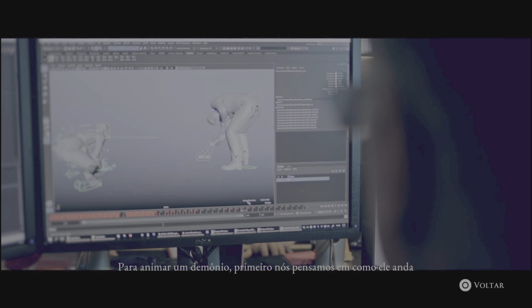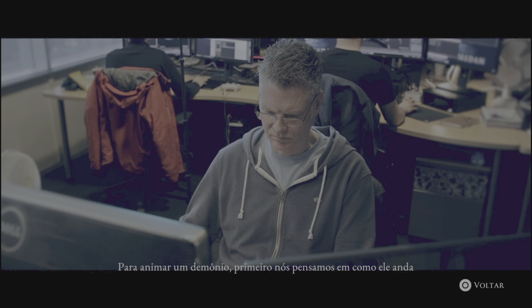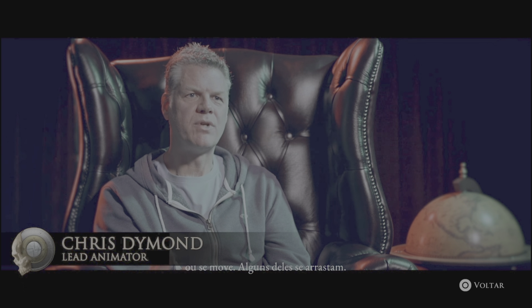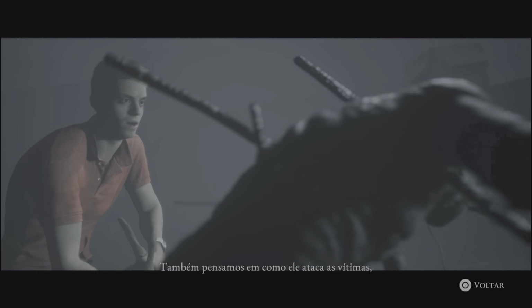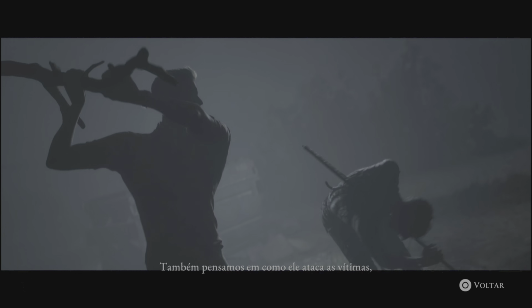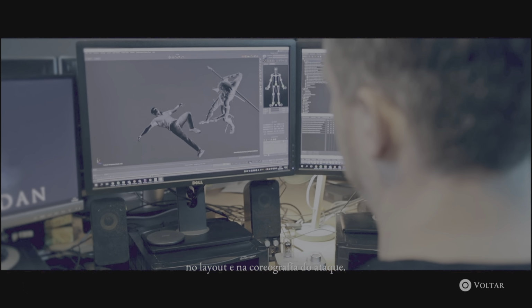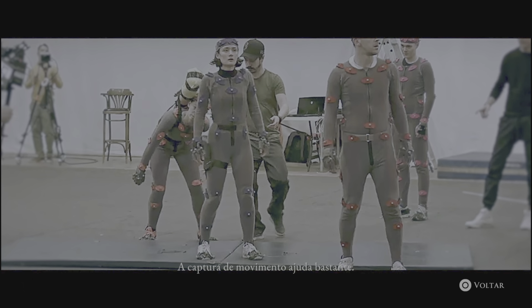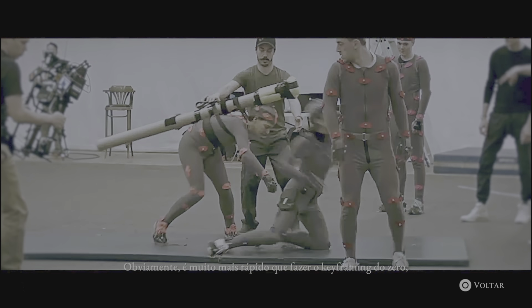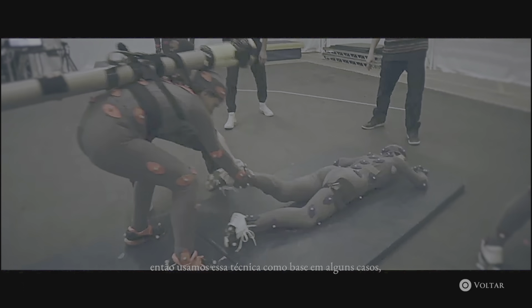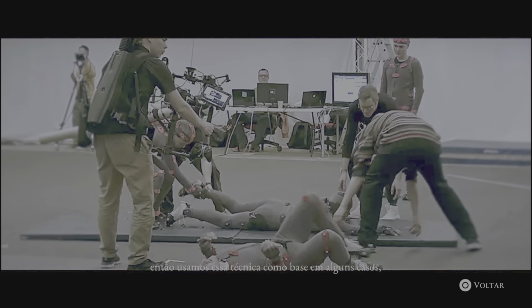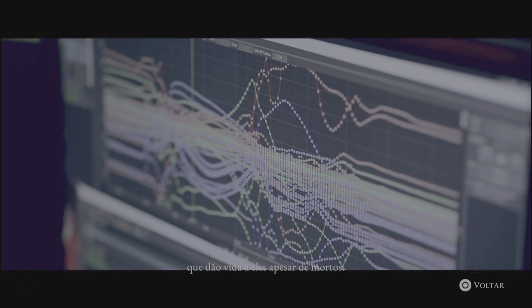To animate a demon, we would start with looking at how they walk or move forward. Some of them are dragging themselves, and then also how they would attack their victims, just flesh out the layout and the choreography of it. Mocap is a big help. Obviously, it's a lot faster than keyframing from scratch. So we decided to use it as a base for some of them, and then we would layer on top of that all the characteristics that bring them to life, even though they're dead.